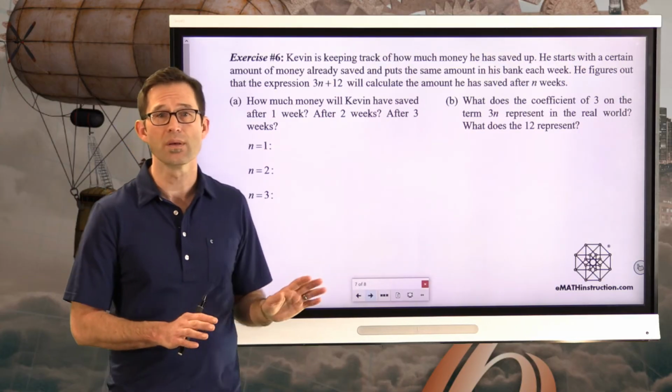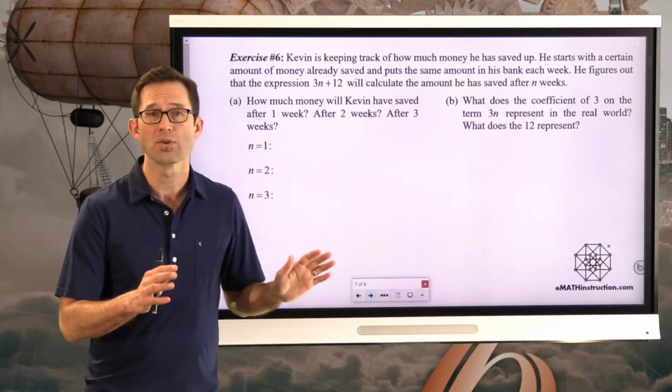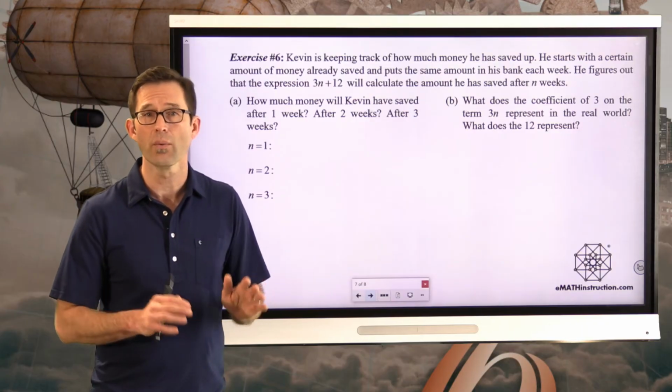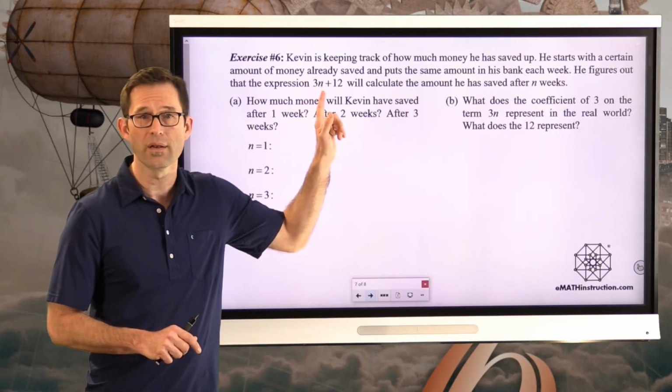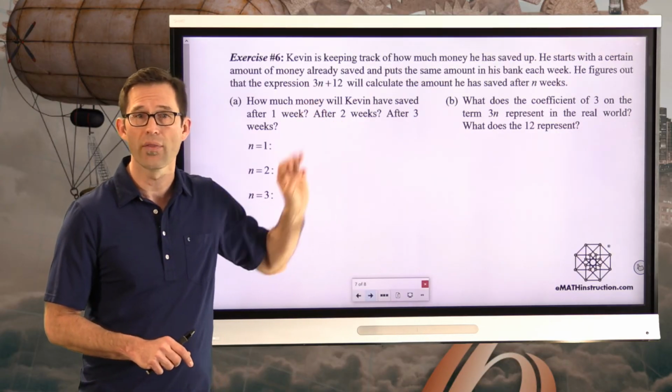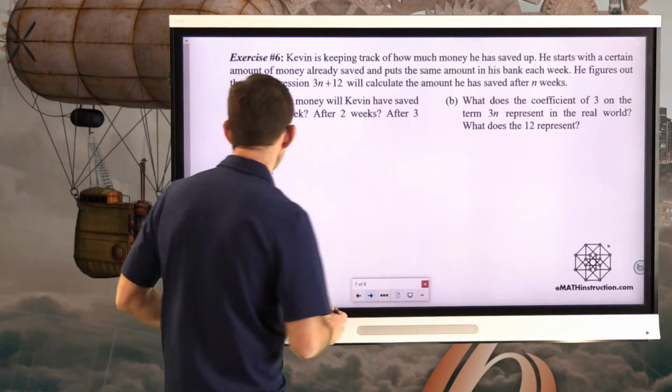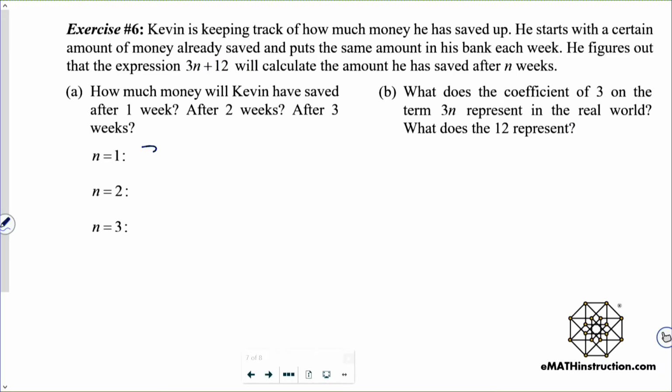Now, letter A is really simple. It just says, well, figure out how much he has saved after 1 week, 2 weeks, and 3 weeks. To do that, we're going to substitute 1 into this expression, 2, and 3. Let's do 1 together, right? This is very, very easy. If I put 1 into this expression, keep in mind, I must do the multiplication first. So 3 times 1 is 3, plus 12. Kevin will have $15 saved up.